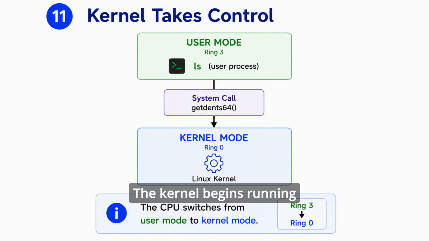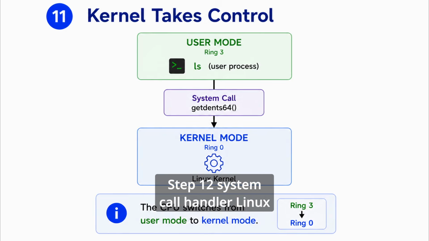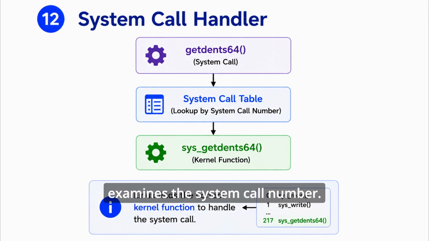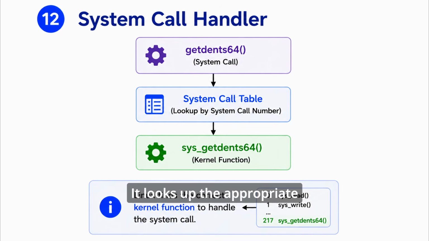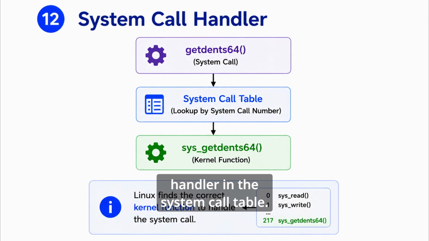The kernel begins running on behalf of the ls process. The request is now completely under kernel control. The Linux kernel must determine how to handle the system call. Step 12. System call handler. Linux examines the system call number. It looks up the appropriate handler in the system call table.